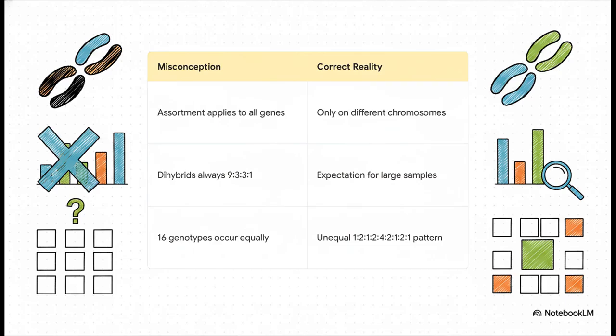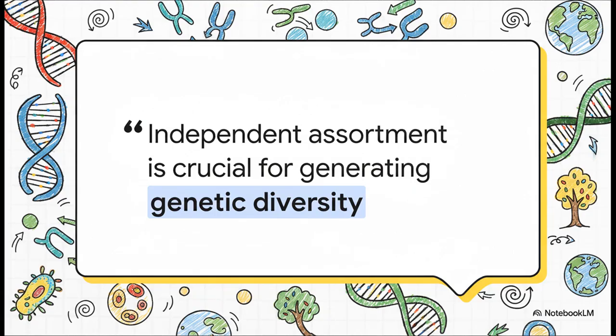Before we wrap up today, let's clear up some common traps you might encounter. Remembering the critical difference between statistical expectations over massive samples versus actual reality, and knowing for sure that independent assortment only applies to genes on different chromosomes, well, keeping that straight will save you from some major conceptual misconceptions down the line. And this brilliantly illustrates why all of this matters so much. This microscopic randomness isn't just some mathematical trivia game, it is the very engine of genetic diversity. By constantly shuffling alleles into infinite new combinations, independent assortment provides the raw material necessary for natural selection and evolution across the entire planet. It's the reason life can adapt and thrive.